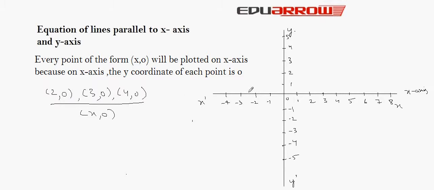So (2, 0) will be plotted here, (3, 0) will be plotted here, (4, 0) will be plotted here.